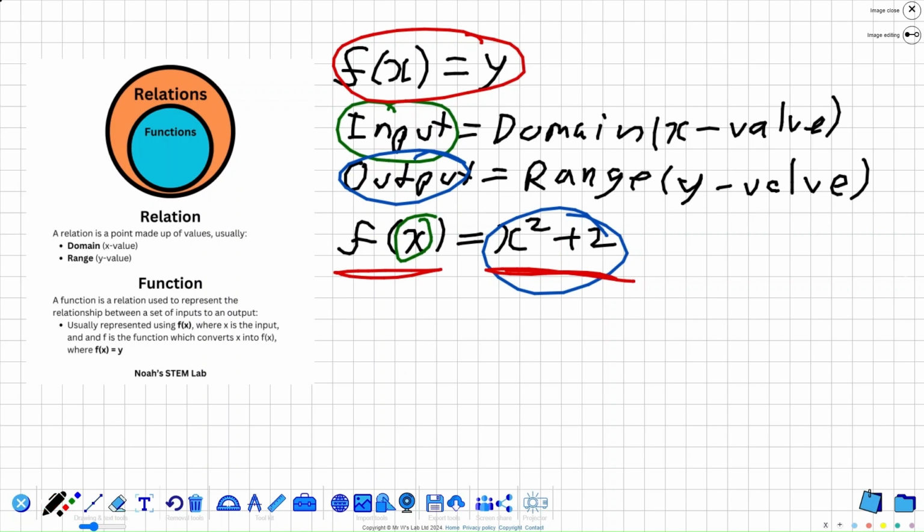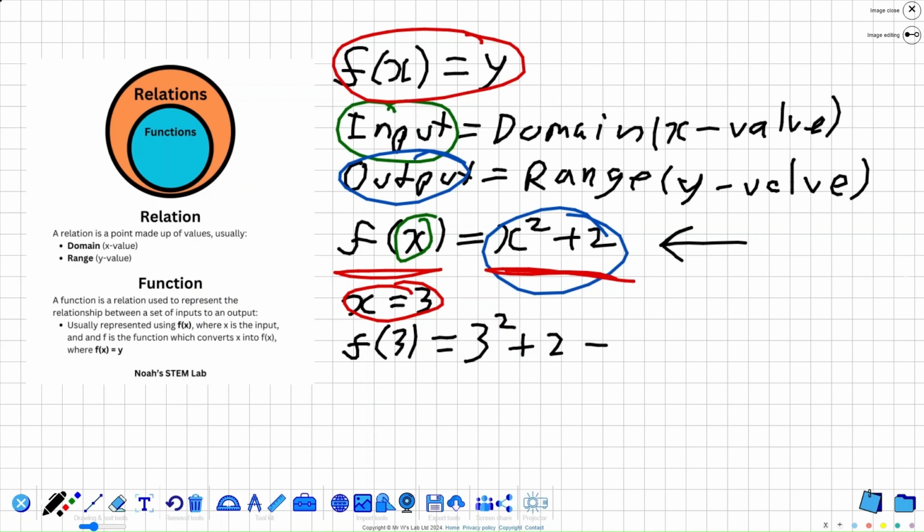Now looking at a few examples using that equation, let's say x equals 3, for example. We could write that as f of 3 instead of f of x, because we're inputting the value of 3 here. That results in 3 squared plus 2, which evaluates to 9 plus 2, which equals 11.